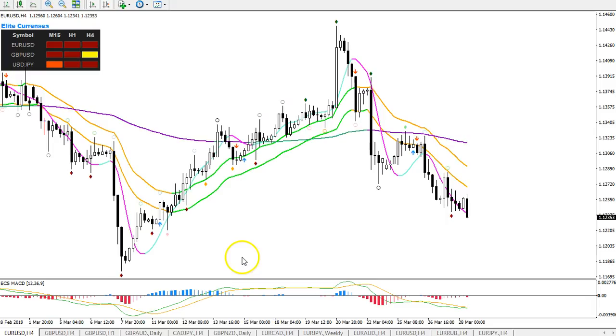All right, as always, euro dollar first of all, and according to my trend indicator, it is screaming downtrend with thick dark red indicating strong downtrend on all three time frames: 15 minute, 1 hour, 4 hour.